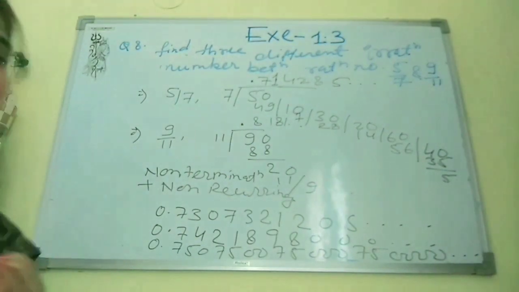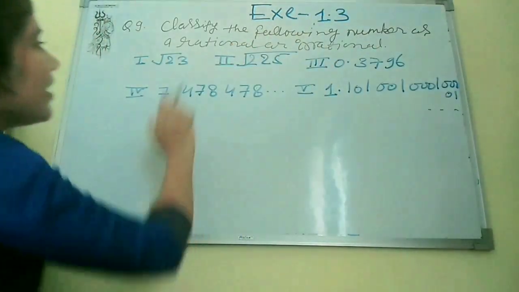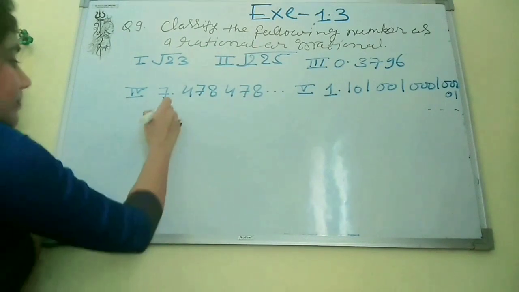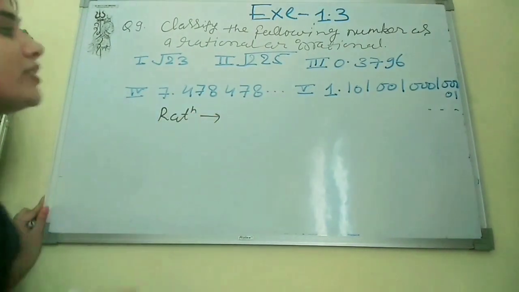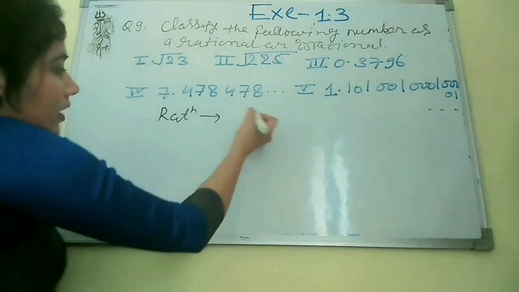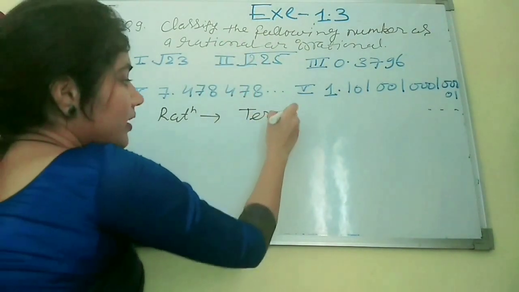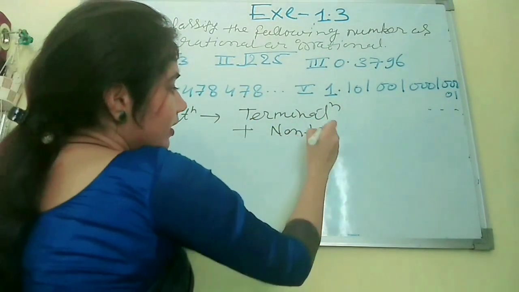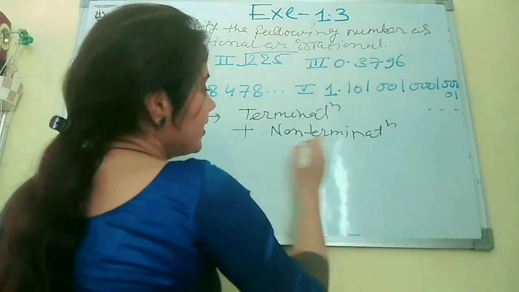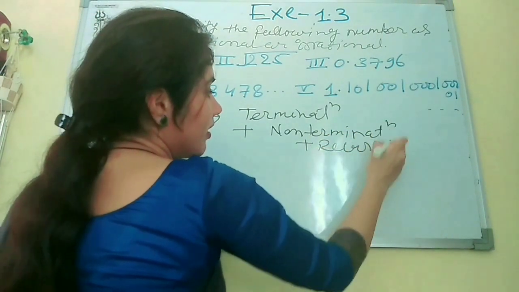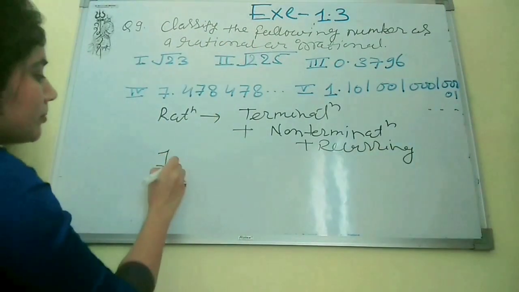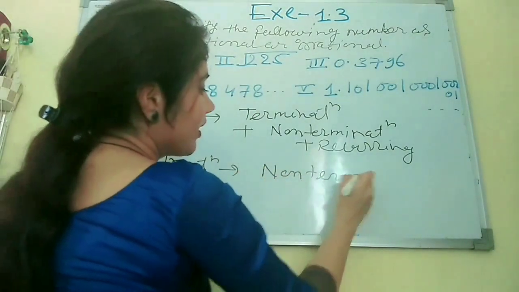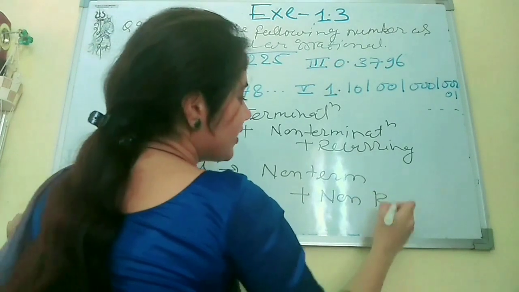Okay. Question 9: classify the following numbers as rational or irrational. So we know the property of rational numbers. If we expand in the decimal form, the digits should be terminating, and another type is non-terminating plus recurring. And for the irrational number, we know it should be non-terminating plus non-recurring.